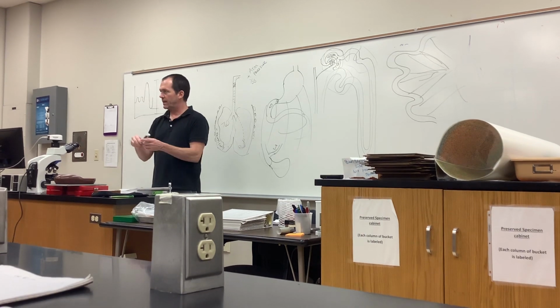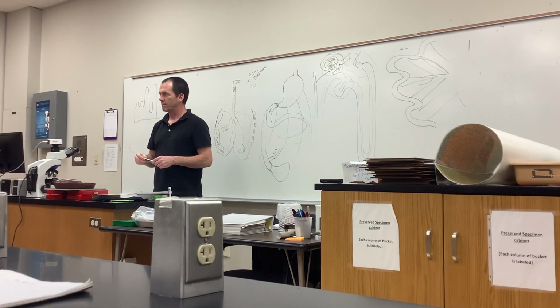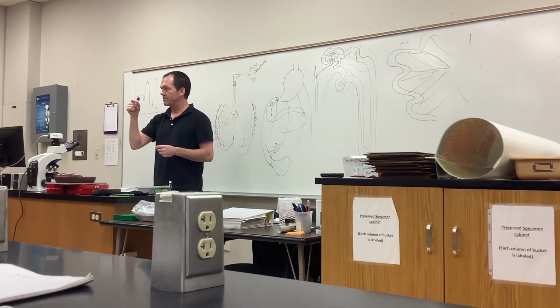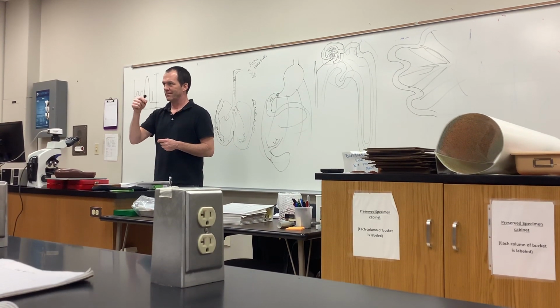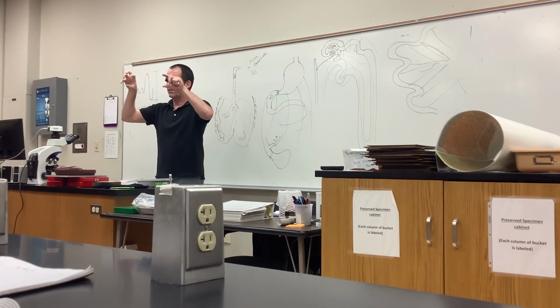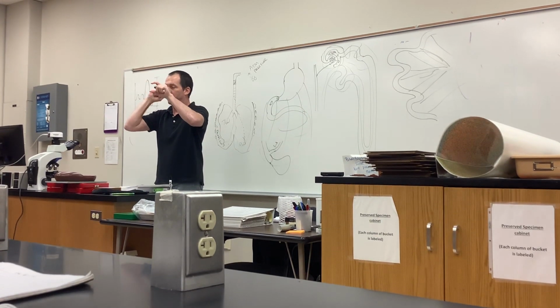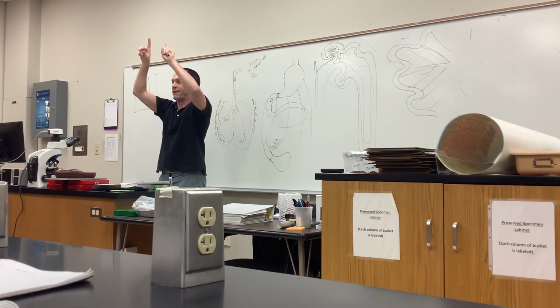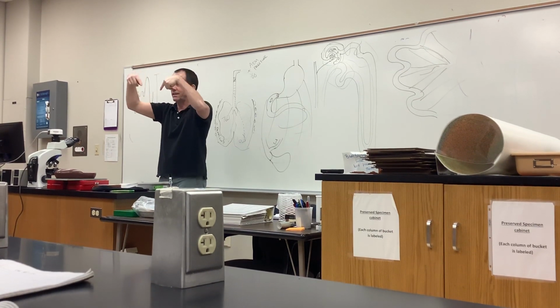And what else? So testes. What else we got? So testes, epididymis. Yeah, the ductus or vas deferens, right? So just follow the sequence. Sperm are made here, they mature in the epididymis. They move up the vasa deferentia during ejaculation, right?